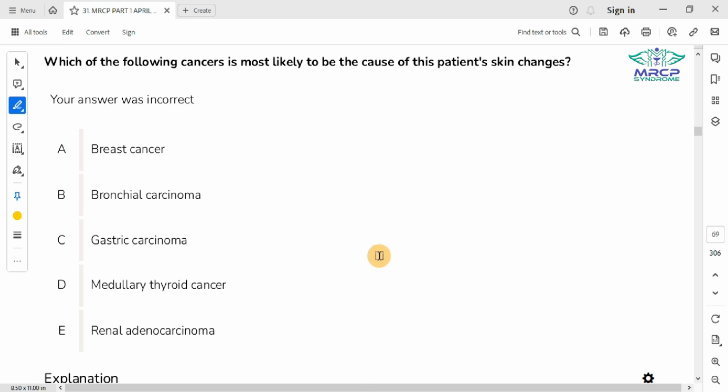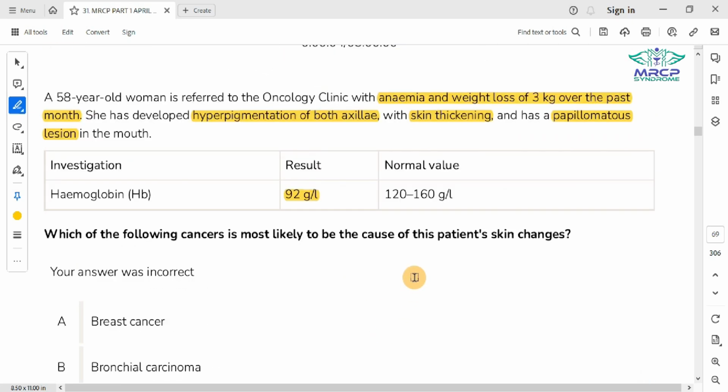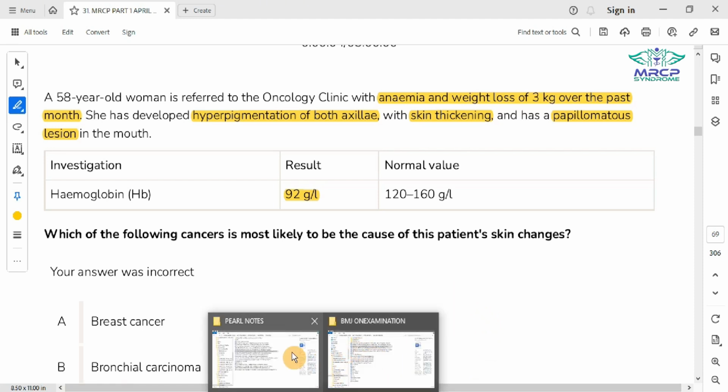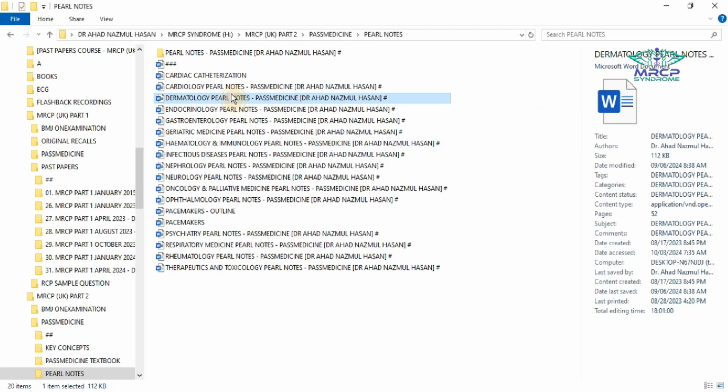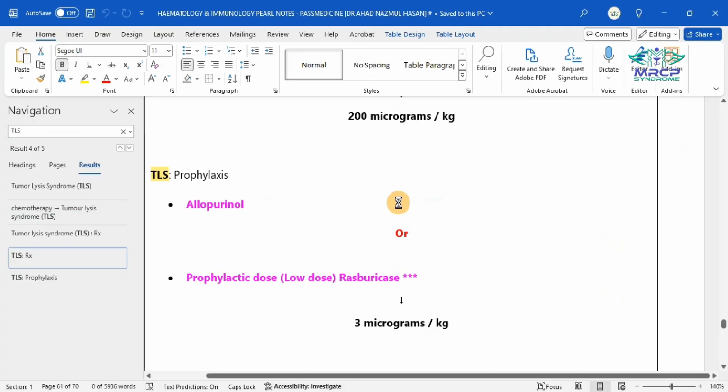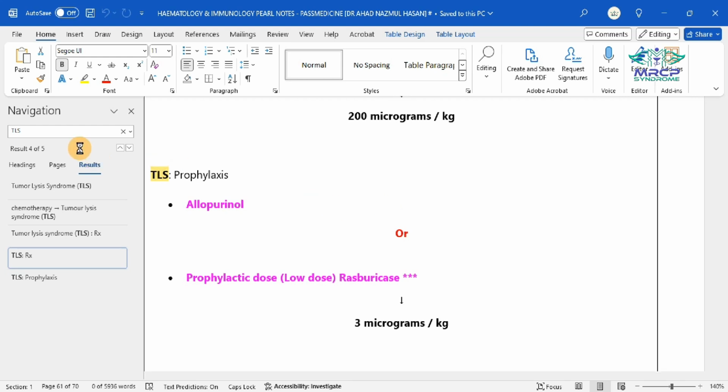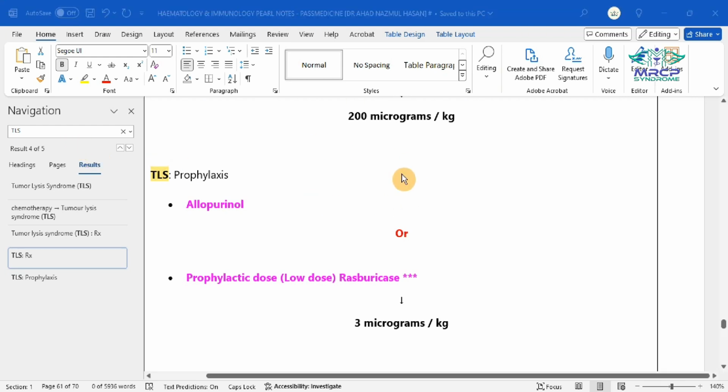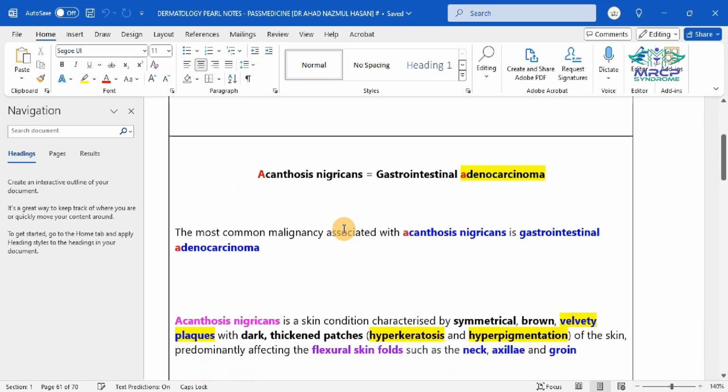Gastric adenocarcinoma. A for acanthosis, A for adenocarcinoma, or gastric adenocarcinoma. So what are the other conditions associated with acanthosis nigricans, other than PCOS? The metabolic diseases: diabetes, acromegaly, obesity, PCOS. So A for acanthosis, A for adenocarcinoma.